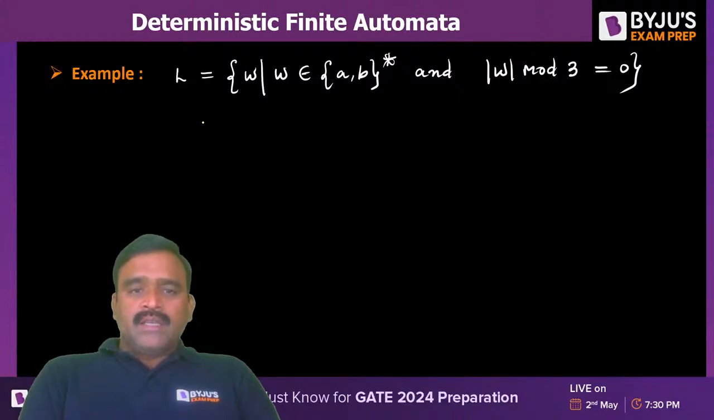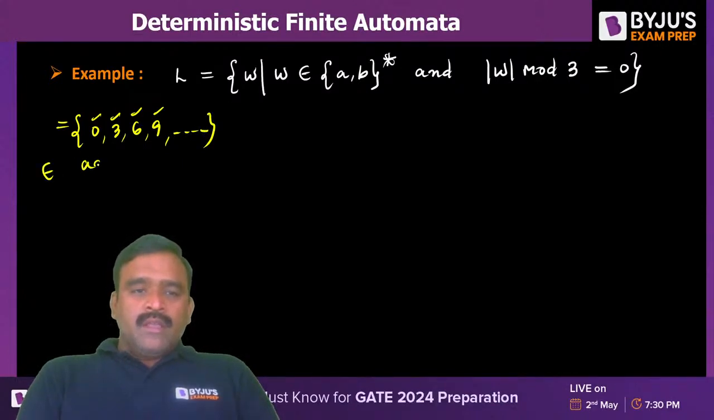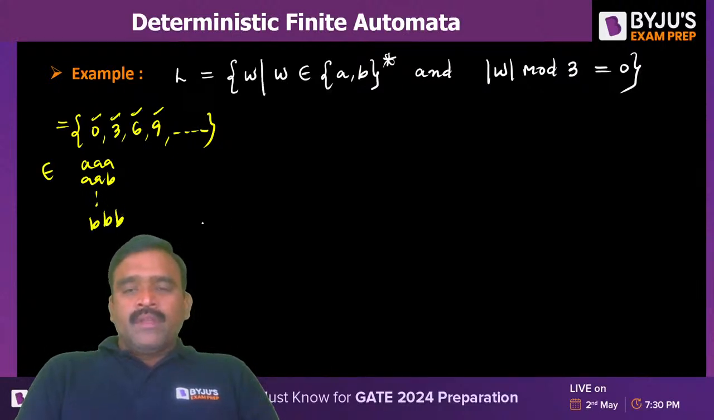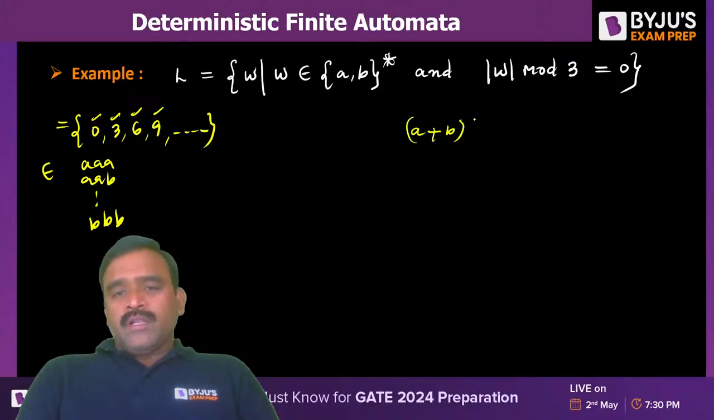So what lengths are acceptable here? String length 0 is accepted, string length 3, string length 6, string length 9. So all lengths that are multiples of 3. So epsilon, and string length 3 means AAA, AAB and so on, up to BBB. These should be acceptable. What is the regular expression for it? Length multiple of 3, so A or B should be written thrice, (A+B)(A+B)(A+B) whole star.